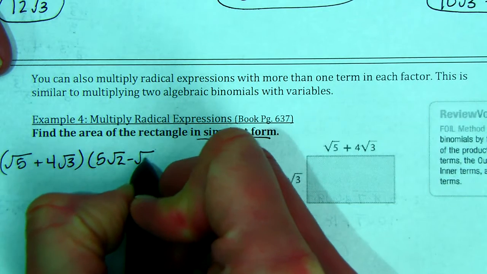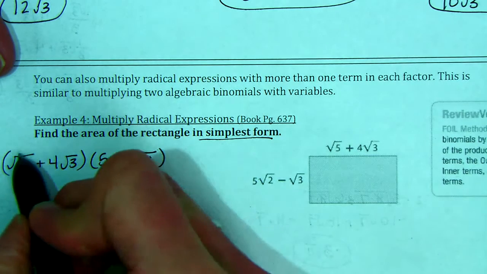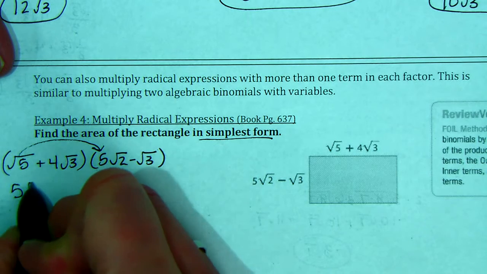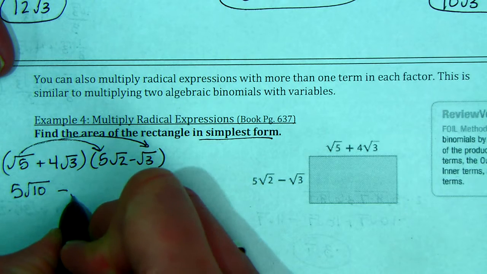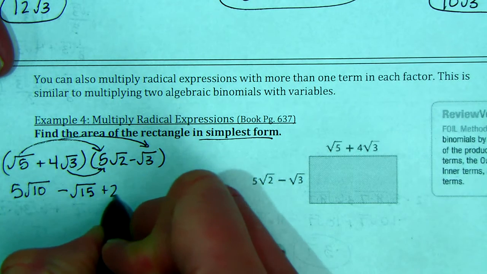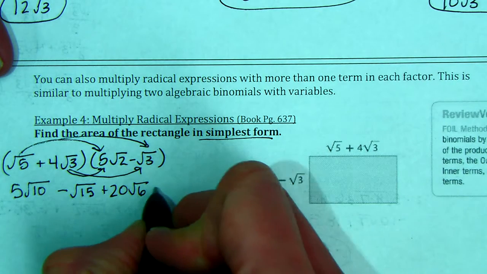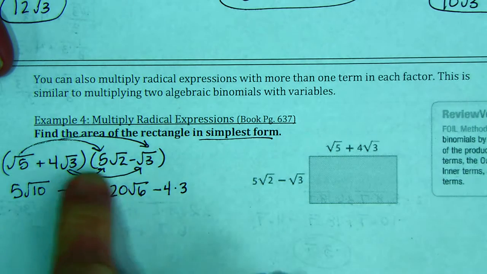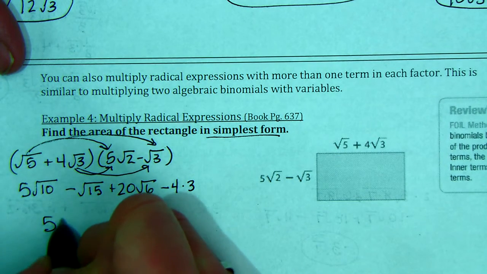So first, it's just a 5 out front and then square root of 5 times 2, which is 10. Outer, which is minus the square root of 15. Inner, 4 times 5 is 20, square root of 6. And last, we have minus 4 times 3, because the square root of 3 times square root of 3 is going to be 3. So my final answer is not very pretty. It's 5 square root of 10 minus the square root of 15 plus 20 square root of 6 minus 12.